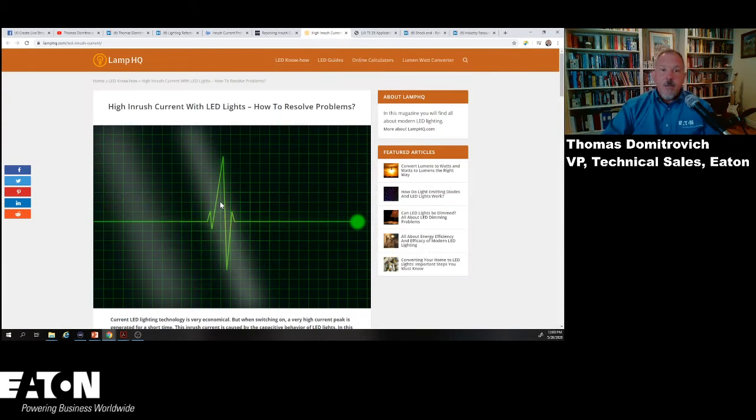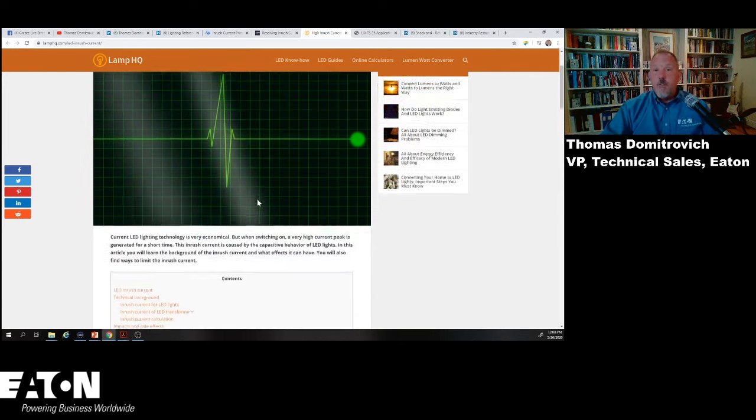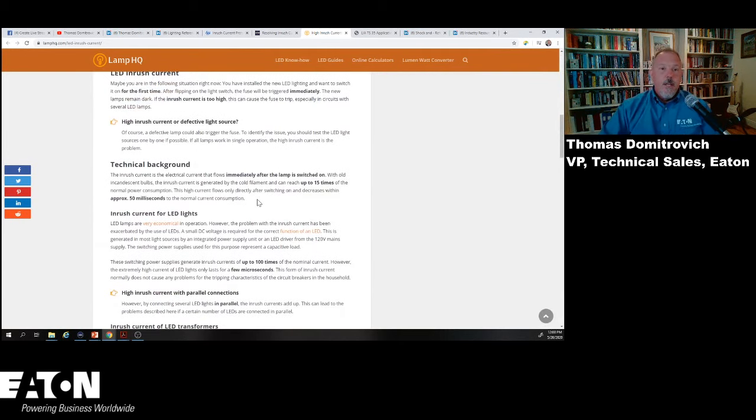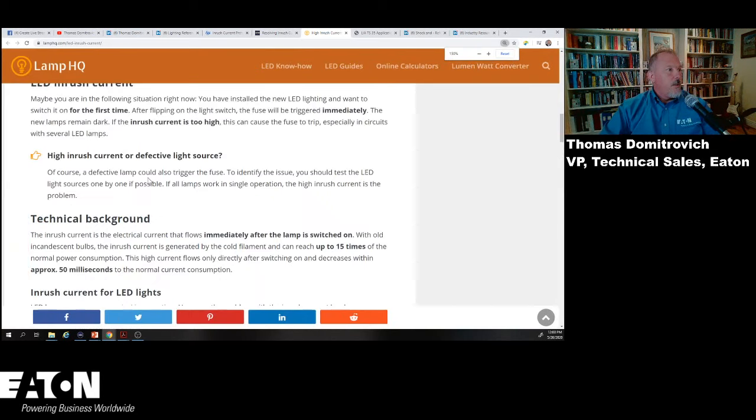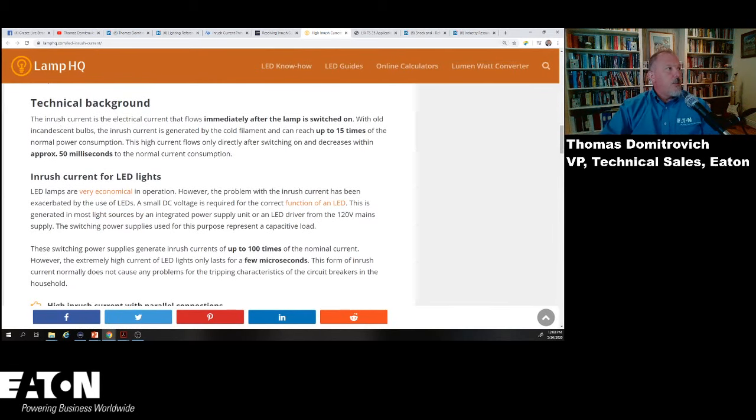This is high inrush currents with LED lights, how to resolve any problems. And we talk about the technical background. Okay, so the inrush current is the electrical current that flows immediately after a lamp is switched on. And we think about inrush currents in what regard? We think about it with transformers, right? When we energize a transformer. We think about it with regard to motors. When we start a motor, you have inrush currents.